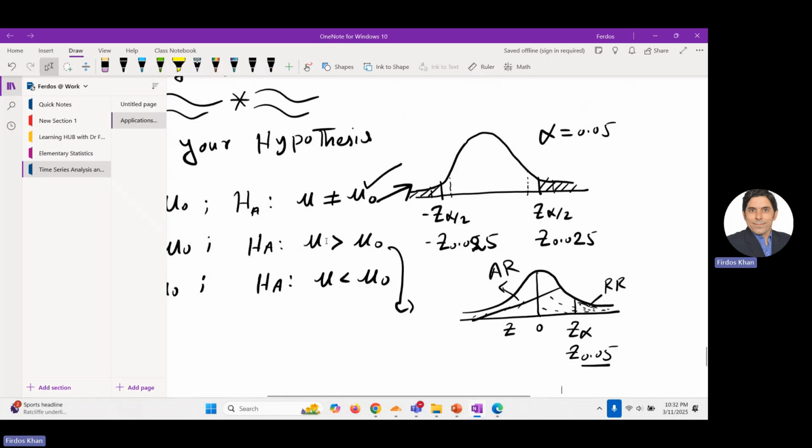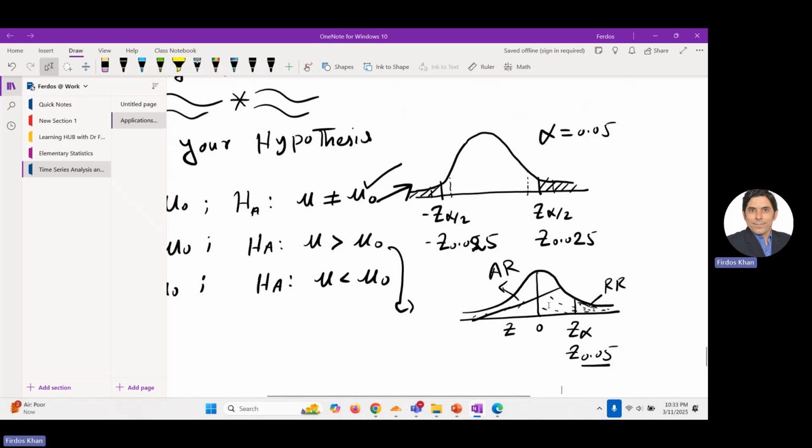Now the second case, mu is greater than mu naught. Remember that this is the alternate hypothesis, which means the rejection region will lie on the right side of this distribution, somewhere here. This is the rejection region and this is the acceptance region. You don't need to divide alpha by 2 as in the previous case, because this is a one-sided hypothesis. You use the entire value of alpha, that is Z 0.05. Then you look up this 0.05 probability in the table to find the value of Z at this point.